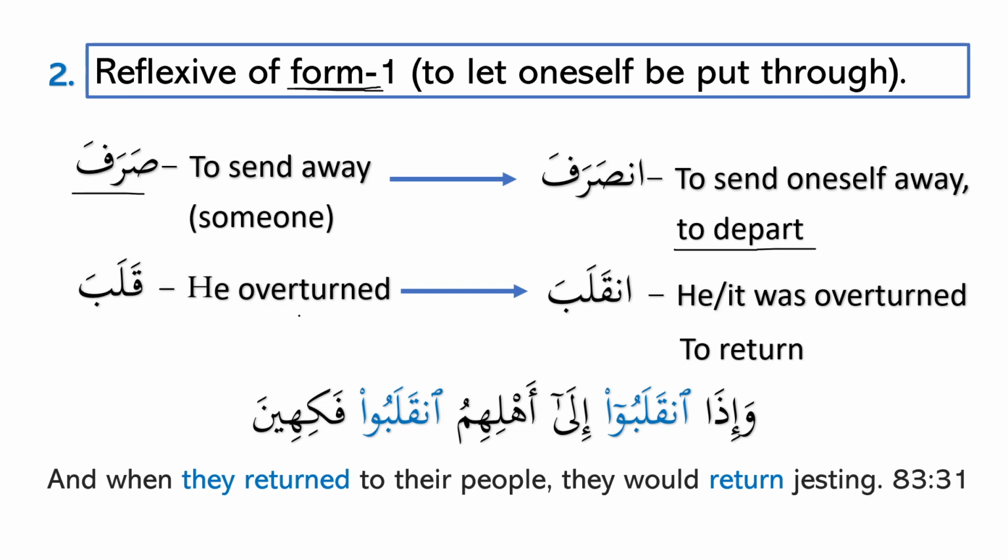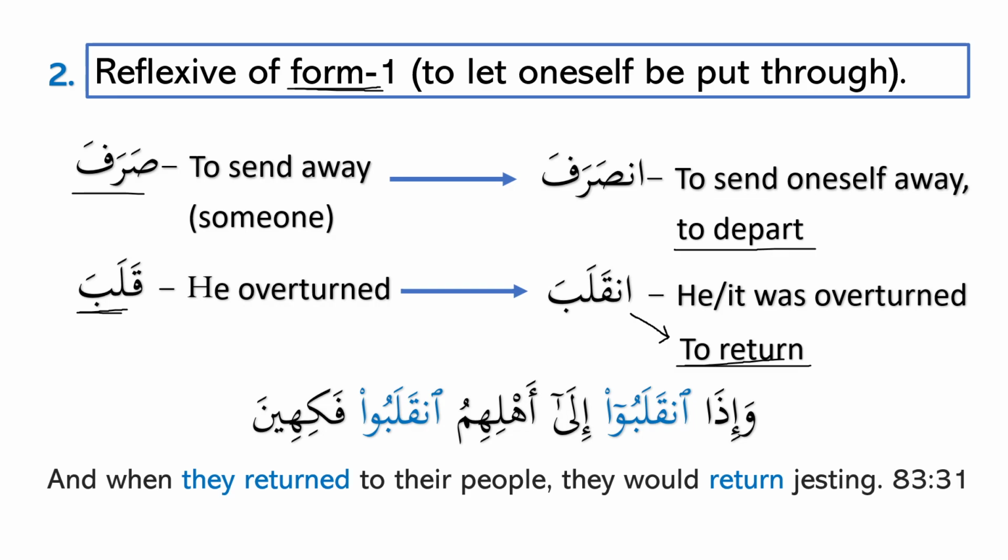Qalaba, he overturned, and when it comes into form number 7, inqalaba, so it can be he or it was overturned, or to return. So basically, to return is something which is reflexive. Yeah. So what is form number 1? He overturned. But when it is form number 7, then it means that it overturned or someone overturned himself.